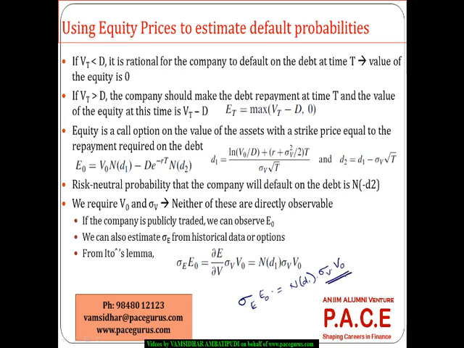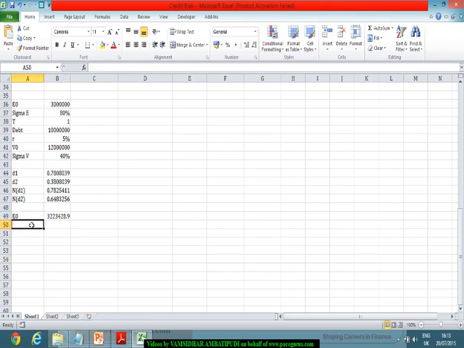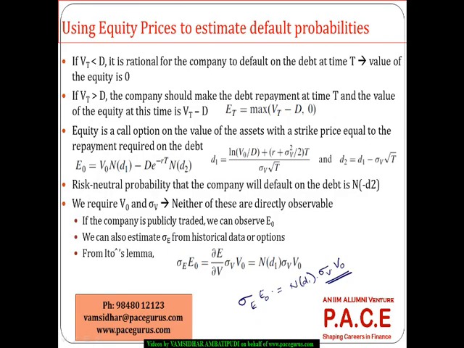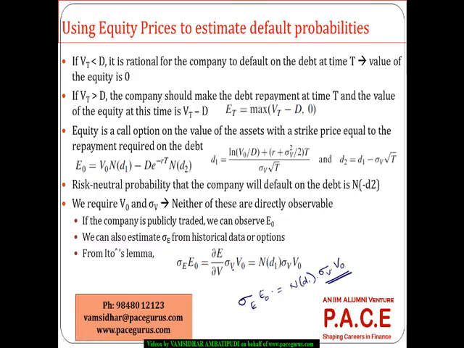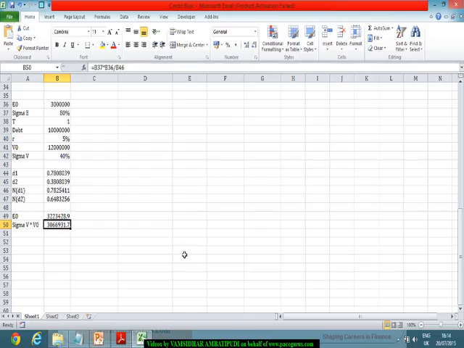Now sigma V and V naught are the unknowns. So we will get sigma V times V naught is going to be sigma E times E naught divided by ND1. So this is coming out to sigma V times V naught. So we need to find out the values of V naught and sigma V.